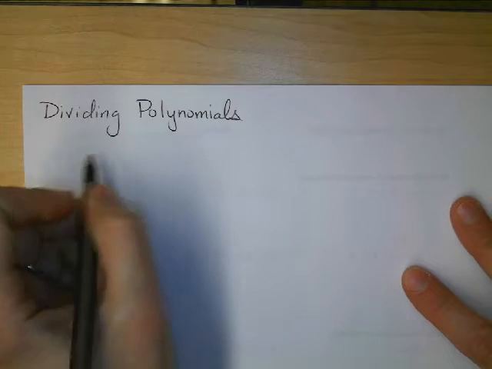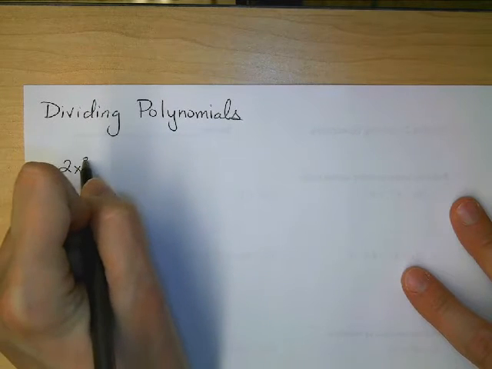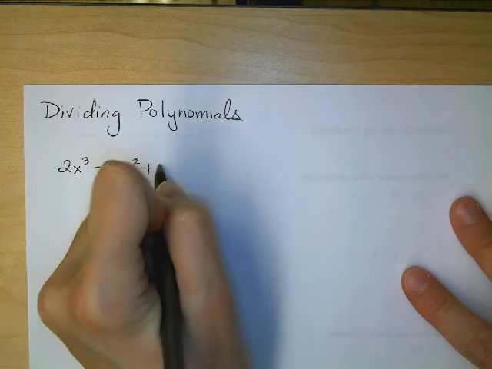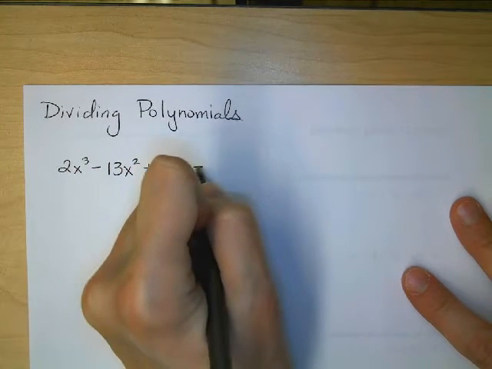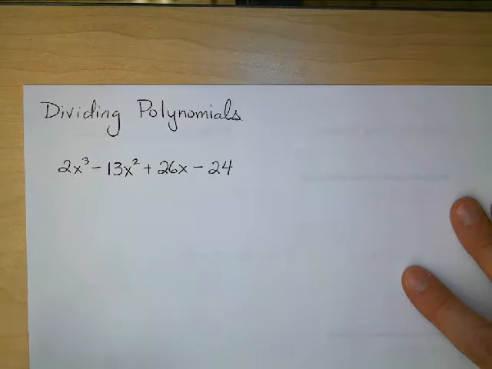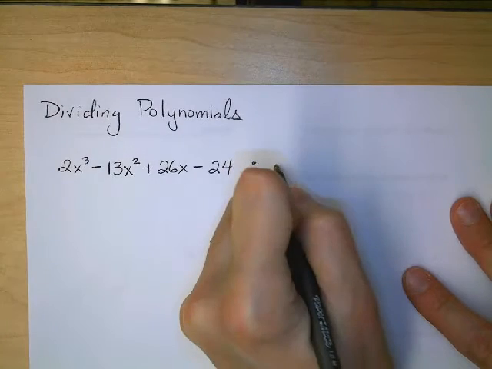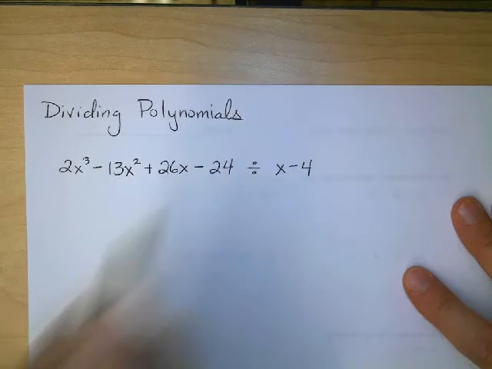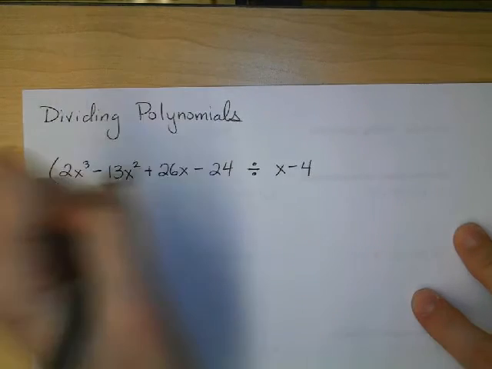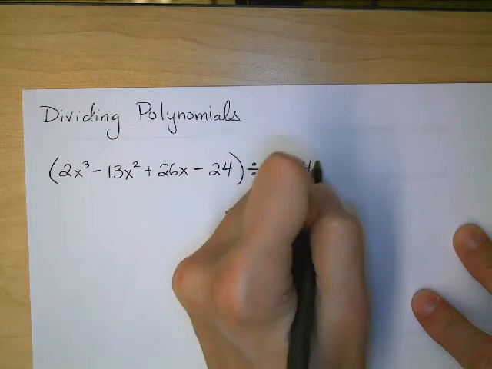So you're going to have problems that say like 2x to the third power minus 13x squared plus 26x minus 24, something like that. And then it's going to say divide that by x minus 4. And see, that's a pretty long question, isn't it? You have this long problem right here, and then divide it by x minus 4.